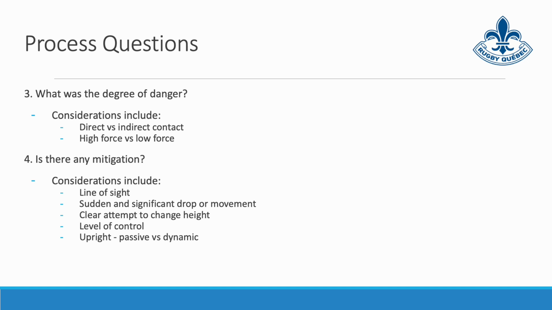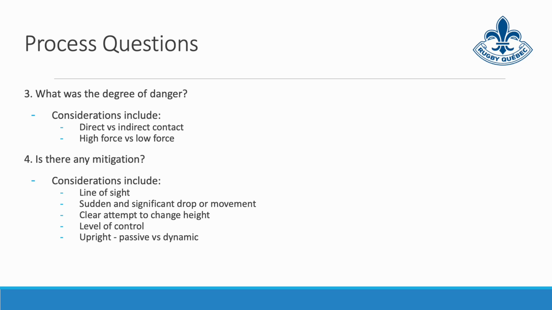Indirect contact, we're probably looking at a yellow card or penalty. Same goes for high force versus low force. Low force, we're probably looking more at a yellow card or penalty. And high force, we're probably looking at a red card or yellow card, depending on whether there's mitigation or not. Mitigation is our last question.